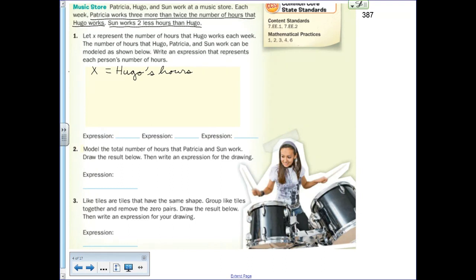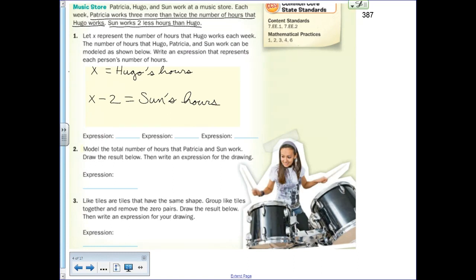How can we show 2 less hours than Hugo? If Hugo works X hours, then X minus 2 would be the number of hours that Son works, because she works 2 less hours. So these are Son's hours.